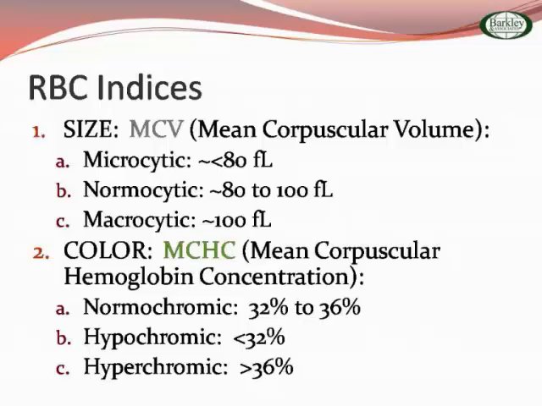MCV looks at the size of the cell, and that gives you the perspective. 80 to 100 is normal, and above that is macrocytic. Your color, how much hemoglobin do you have? Your MCHC is really, you know what? We don't really have hyperchromic in anemia, right? But there is a state called hyperchromia. Mainly, you're going to see the normochromic and the hypochromic.